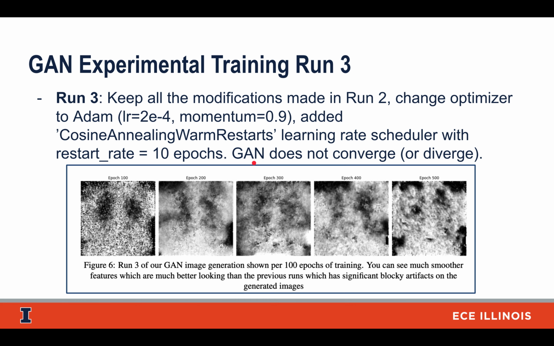For the third run, we keep all of the modifications made in run 2. We change the optimizer to Adam, and we add a learning rate scheduler with the restart rate equal to 10 epochs. Again, for this run, the GAN does not converge. These are the images generated in the third run. We can see that the artifacts like lungs look more defined.